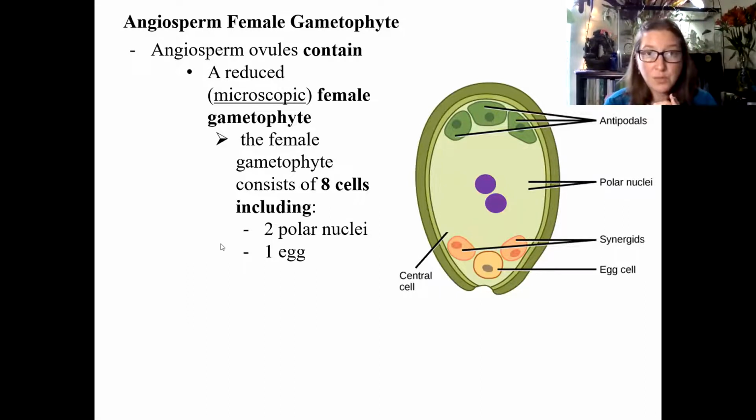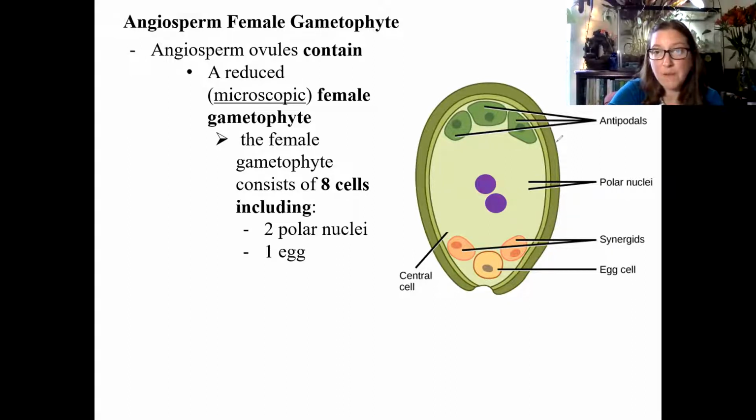What is inside of an angiosperm ovule? Well, inside is a very reduced microscopic female gametophyte plant. We can no longer see the female gametophyte plant with our eyes even. We need a microscope to be able to see her. That's how small they are in angiosperms. The female gametophyte plant has been so reduced that now she only consists of 8 cells. Those 8 cells include 2 polar nuclei and 1 egg. I think I might have lost some things here, but 8 cells total.